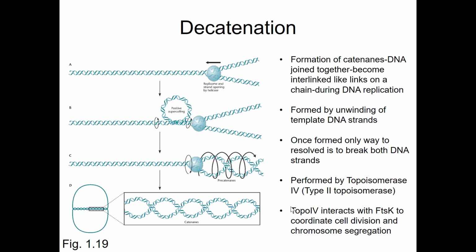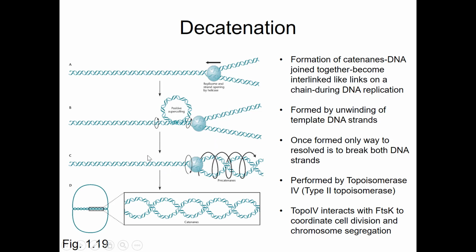Okay, so now that we know how DNA gyrase works and how topoisomerases work in general, we can talk a little bit more about a second mechanism to facilitate chromosome segregation, which is decatenation. So catenates are DNA that become joined together or interlinked like links on a chain during DNA replication. So this is also formed by the unwinding of the template DNA strands by DNA helicase.